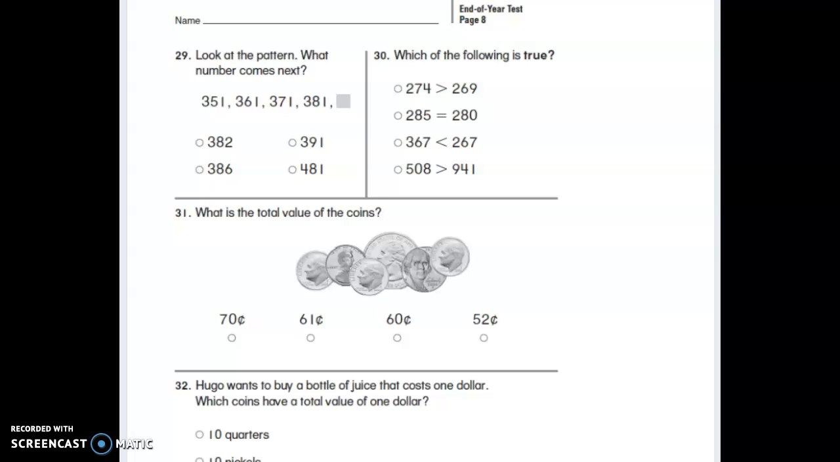(29) Look at the pattern. What number comes next? (30) Which of the following is true?